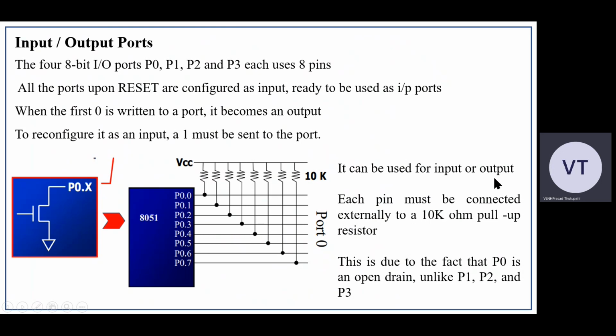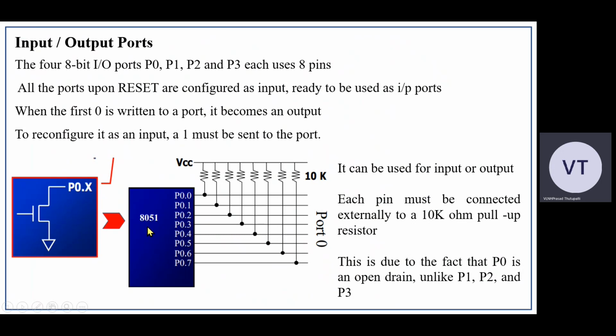To use one port as input port, each and every pin should be made high. So in order to use that particular port as input port, our entire port should be made high. Each pin must be connected to externally pull-up resistors. So these resistors are called pull-up resistors. See, VCC is connected to a resistor, and the other end of the resistor is connected to P0.0. Why? Because it is due to the fact that P0 is open drain.